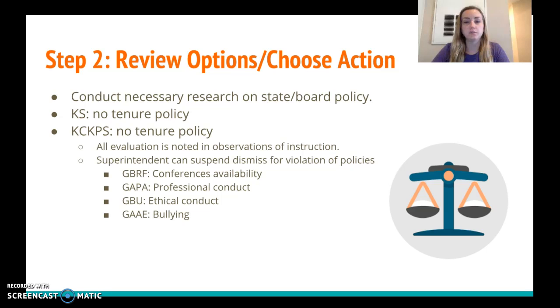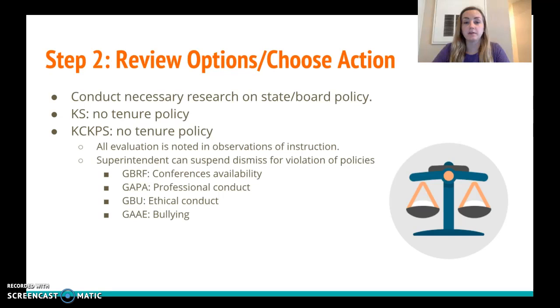Step 2 would be to review the options and choose an action. So during the course of this case, I did a little bit of research. Most of it I already knew through learning in this class. But if the principal didn't know these policies, they would need to research them. So I found that in Kansas, there's no tenure policy, which I've discussed in previous assignments. And in my school district, which is Kansas City, Kansas Public Schools, there's also no tenure policy. I used my school district's policies as an example since the case study has a made-up school district.